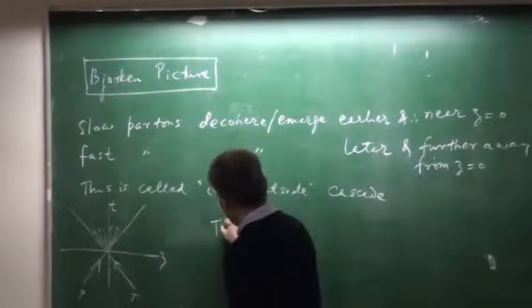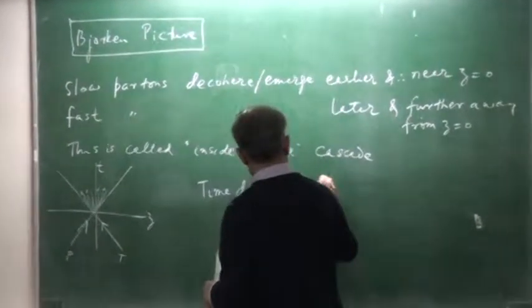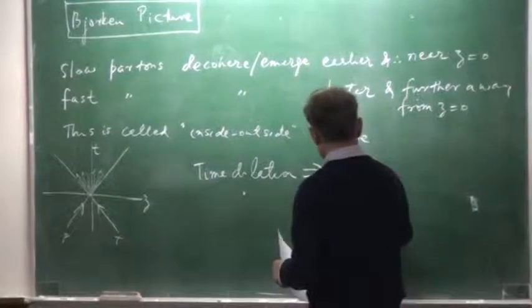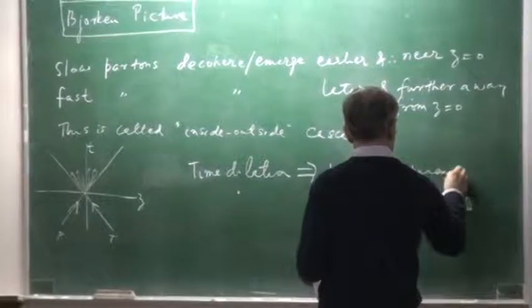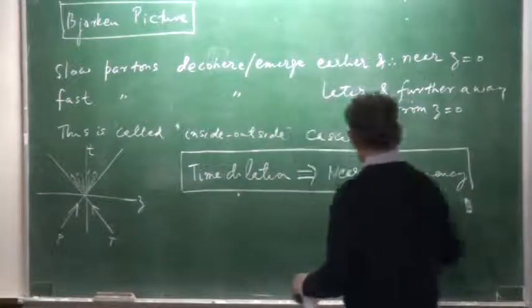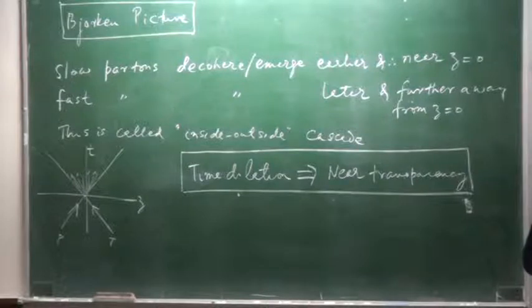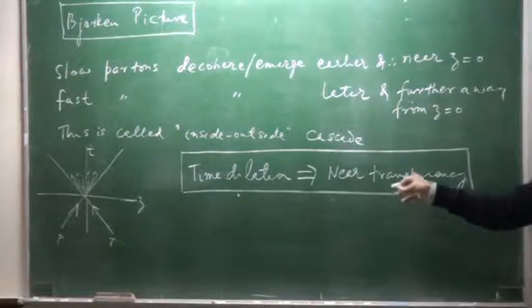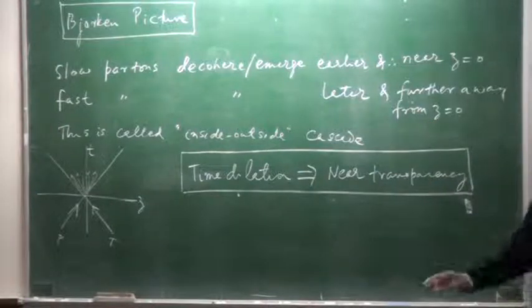So time dilation leads to near transparency. Yesterday we started with some data showing that high energy collisions are almost transparent. The net number of protons minus antiprotons was very low, and this is a theoretical understanding of why that happens. Essentially because of time dilation.